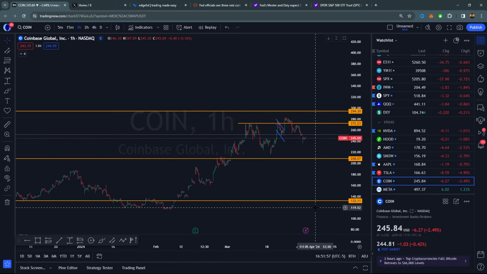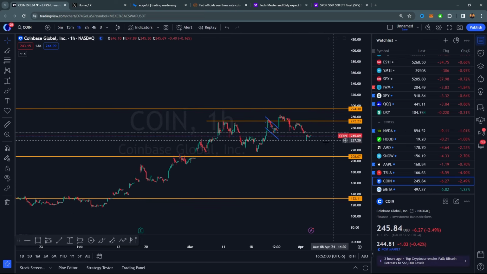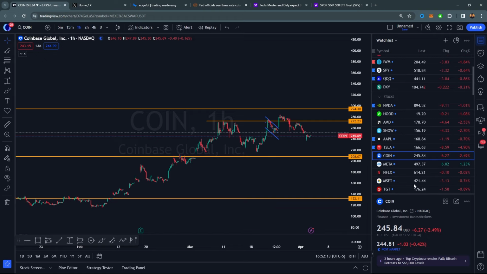Coinbase, you had a really nice cup and handle setup. You're kind of just sitting sideways here. I still think Coinbase is an awesome opportunity. You've got to get above 270, 275 and actually hold there. You hold there, I think you're breaking into 295, then 300, then to all-time highs. I think it's totally possible to take place. You might have to wait till those earnings actually come in though.